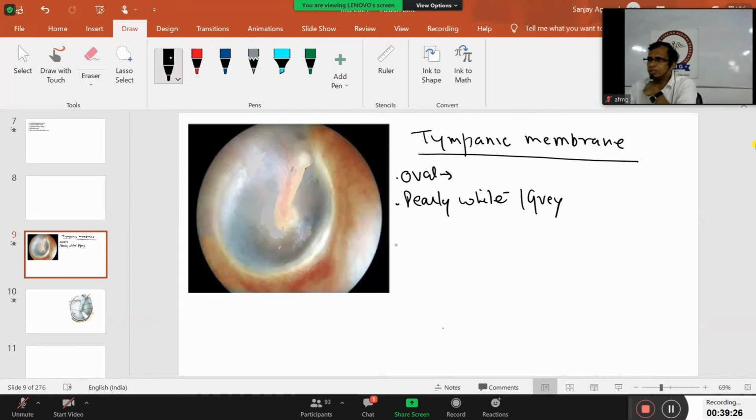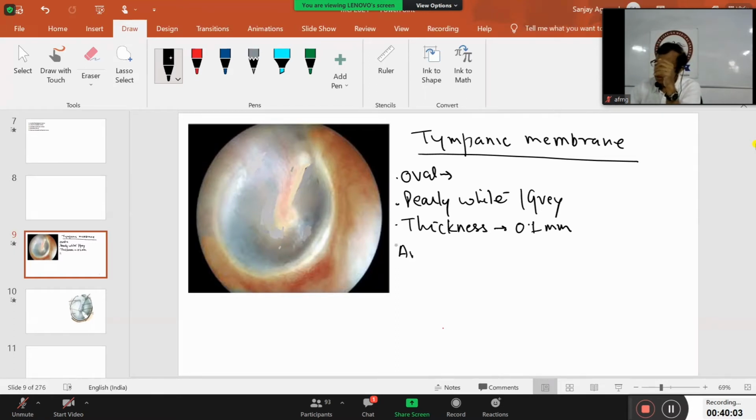The third point, you are supposed to know the dimensions: length, breadth, and thickness. Length and breadth are not so important. Thickness is a very commonly asked question, so I'll only tell you thickness. Thickness is 0.1 millimeter. It's an extremely thin structure. Which means that if you take 10 tympanic membranes and put them together, it only becomes 1 millimeter. So you can imagine how thin each layer is.